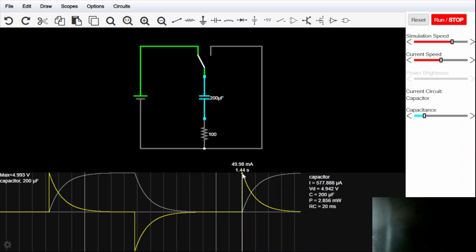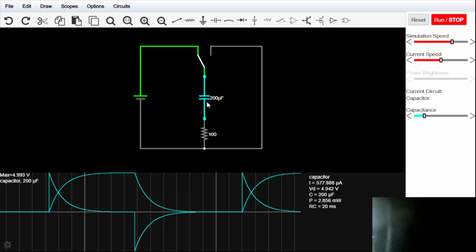Alright, so at first the current is a maximum current, and then the current across the capacitor starts decreasing, and the reason is that the capacitor starts gaining charge. The green line is the voltage across the capacitor. As the capacitor is charging, the voltage is increasing and the current is decreasing. The capacitor eventually is going to charge to the full voltage of the power supply, which is 5 volts. At that point, the current is basically zero, and the capacitor is acting as an open.